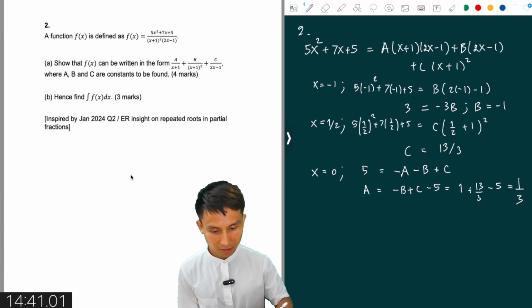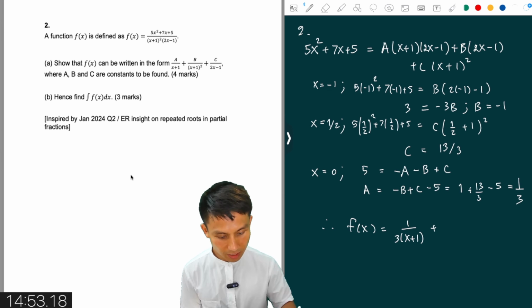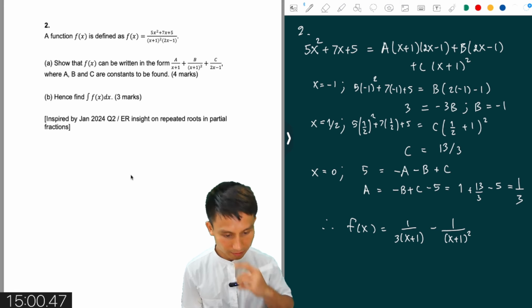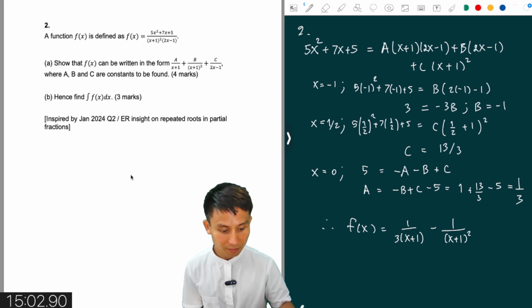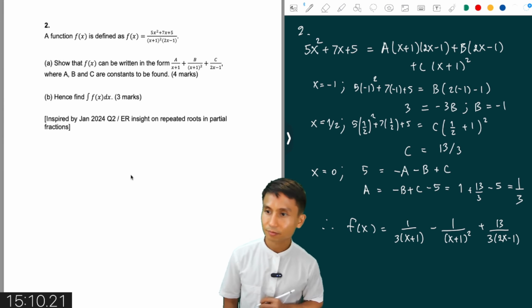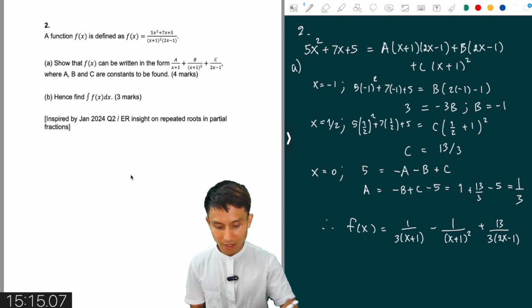Now we can write the expression in the partial fractions form. So it's 1 over 3(x plus 1) plus b is minus 1, so it's just minus 1 over (x plus 1) squared, right? And then c is that, so it's 13 over 3(2x minus 1), like that. Okay, so that's my partial fractions there for part A.